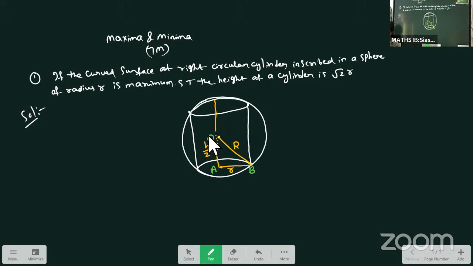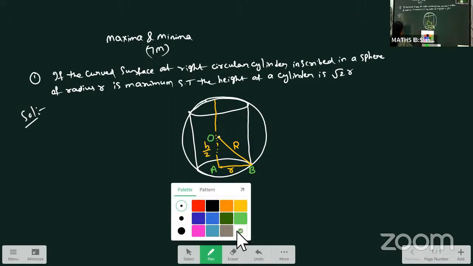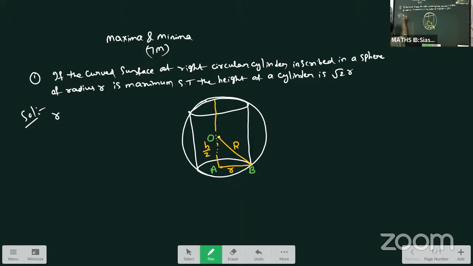What is given here? R is the radius of the sphere, and h is the height of the cylinder. Small r and small h we have to define. Let r be the radius and h the height of the cylinder.